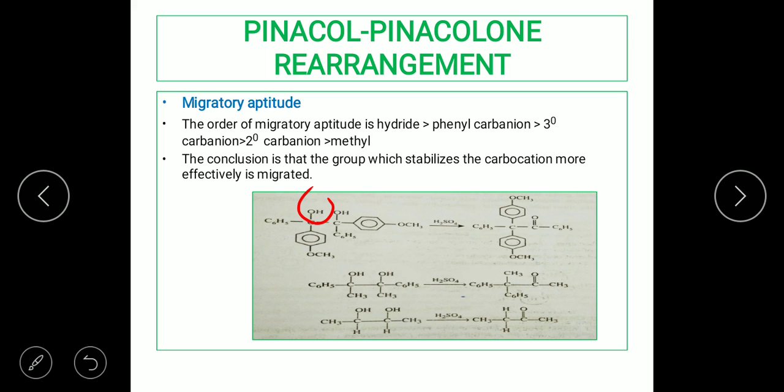Now here there is an ambiguity whether the phenyl group is going to migrate or whether this bulky group, that is the phenyl methoxy group, is going to migrate. If you look at this, the carbocation is going to be more stabilized by this group, the phenyl methoxy group, compared to the phenyl group. That's the reason why you can see in the product that the phenyl methoxy group has migrated to the adjacent carbon atom, whereas the phenyl group stays back. So I hope this is clear.